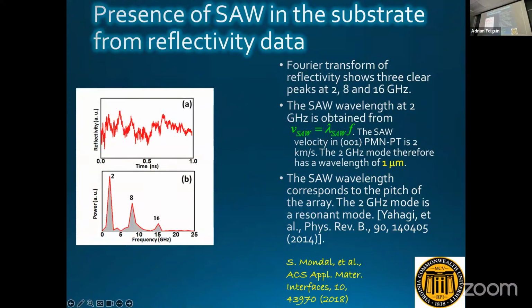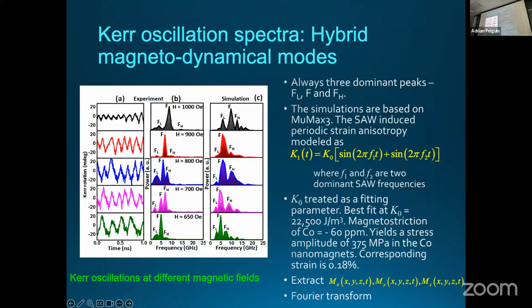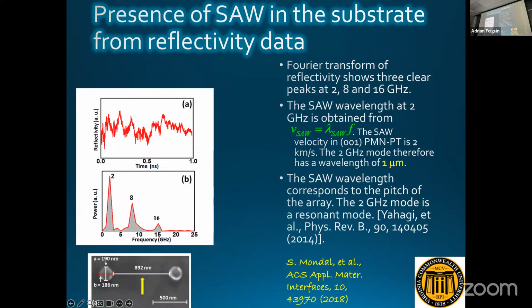But the repetition rate, I don't remember exactly. You're assuming that between pairs of pulses, the system has thermalized. The system is always thermalized. There is just a periodic heating and cooling, but the time for that heating to relax is actually shorter than the time between pulses. So that's why you see that effect. Otherwise, of course, you wouldn't see it. Like I said, this 2 gigahertz mode corresponds to the wavelength that is equal to the separation, the periodicity of the array.